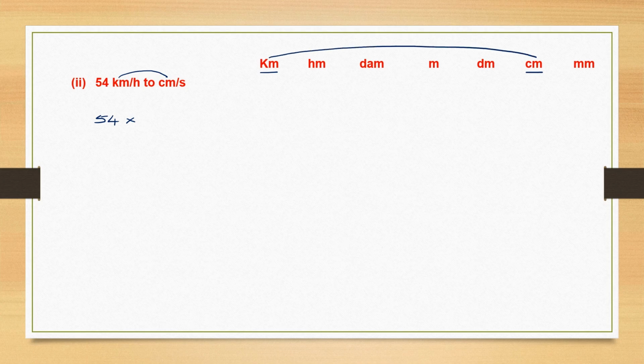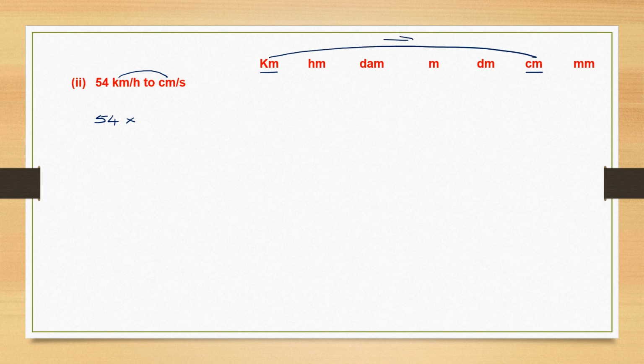Question 2. Convert 54 kilometers per hour to centimeter per second. So what are we going to do? We're going to write 54 into, now we have to convert kilometer to centimeter. So let's write that table of units. So we have the table of units here. We have kilometer here, centimeter here. We have to convert from kilometer to centimeter.